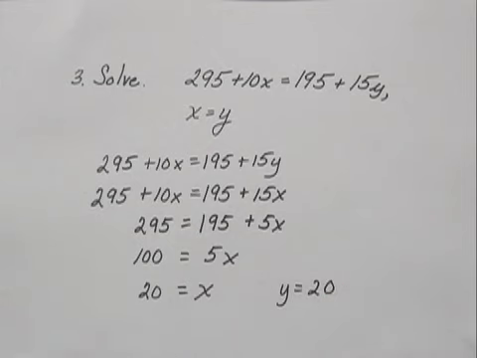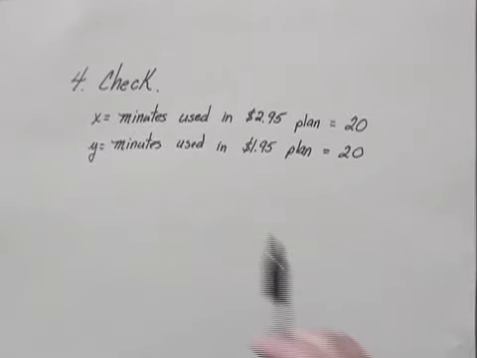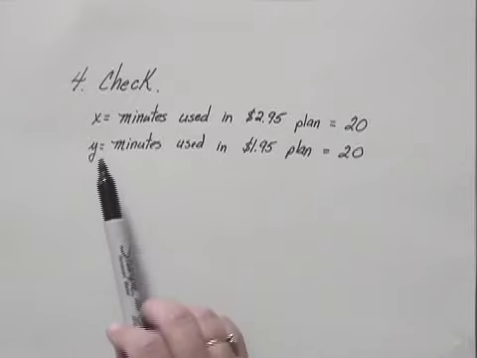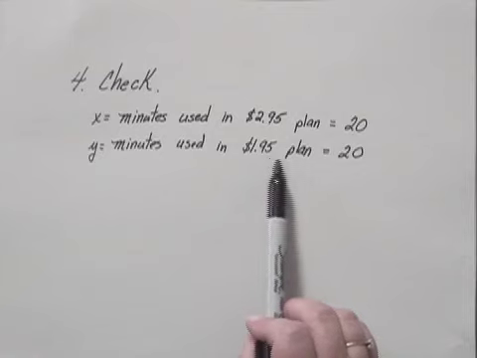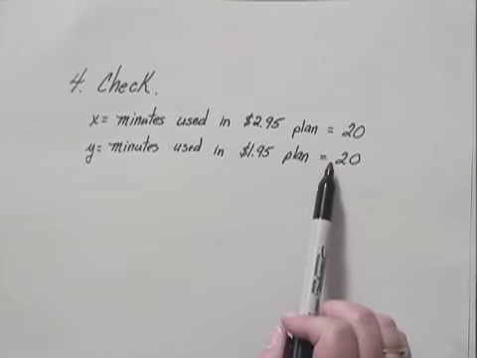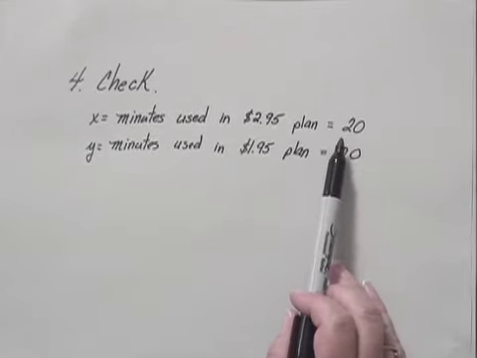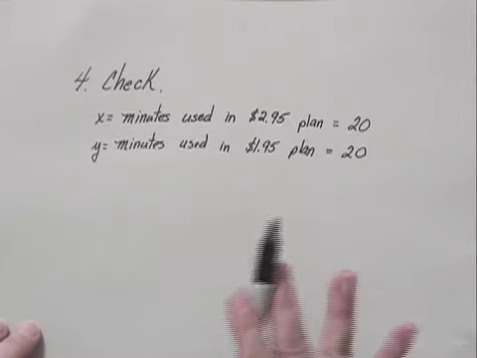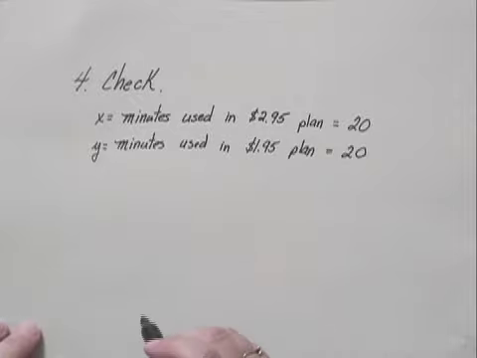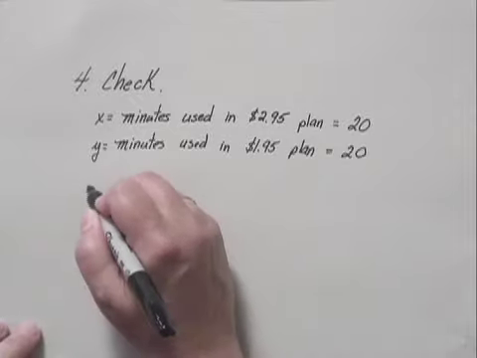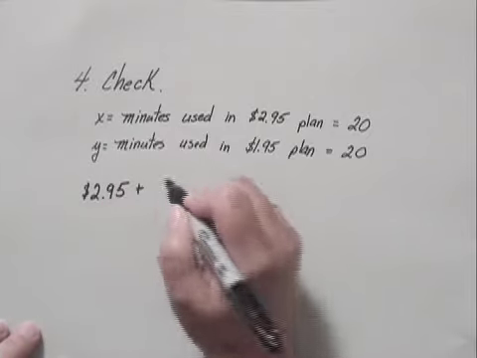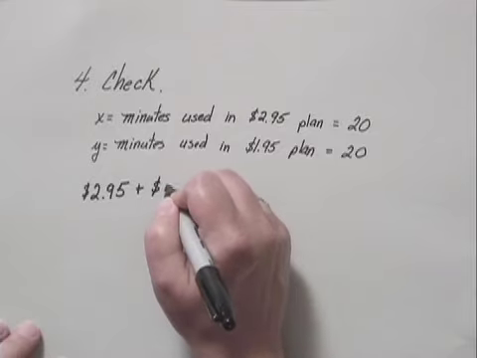So I'm moving next, step 4, to check. And I'm checking these numbers, x, which is the minutes used in the $2.95 plan, 20. Y, the minutes used in the $1.95 plan, 20. Well, I can see that the minutes are the same. Let's check the cost of these. And let's do it in dollars just to be a little bit different and to check our work a slightly different way.